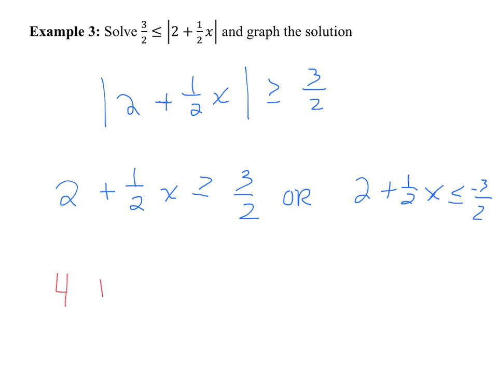This becomes 4 plus x greater than or equal to 3, or 4 plus x less than or equal to -3.